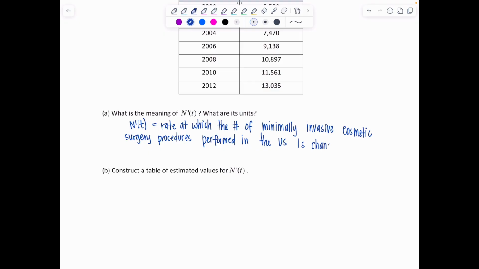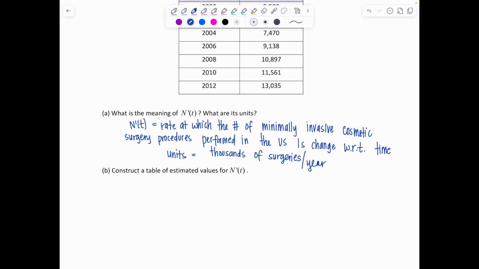It's always rate of change. In this case, with respect to, what's the independent variable? Time. And then what are the units? It's the units of N of t divided by t. So that would be thousands of surgeries per year. T is being measured in years, yes? Okay. Whew, we got that over with.